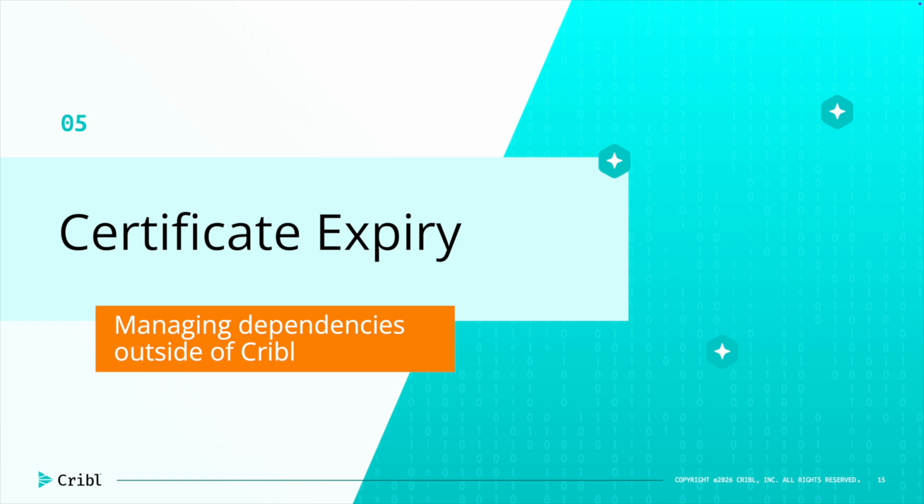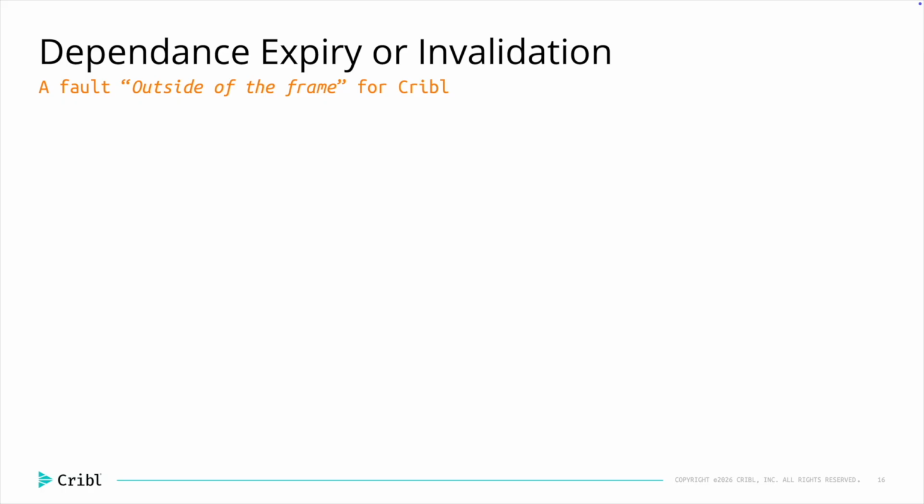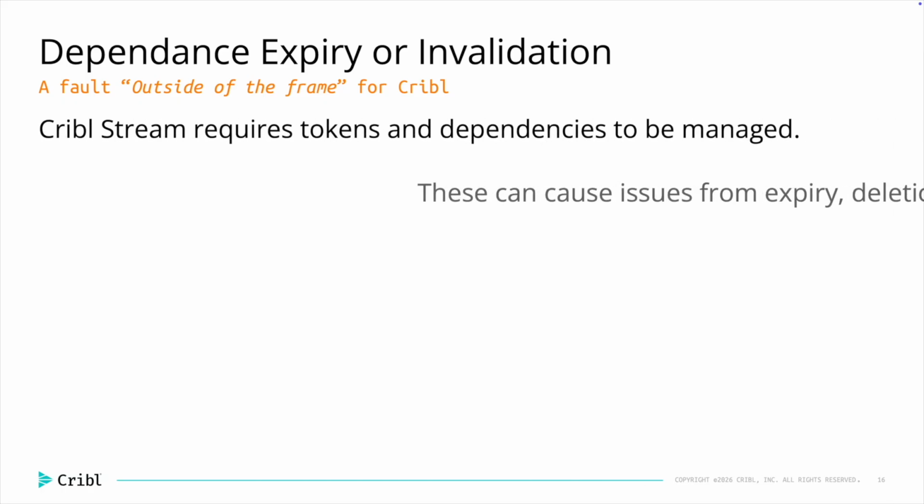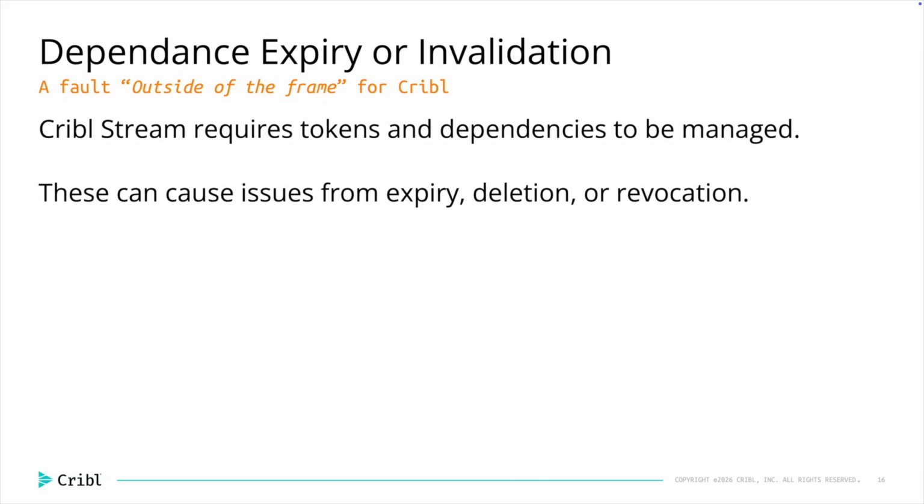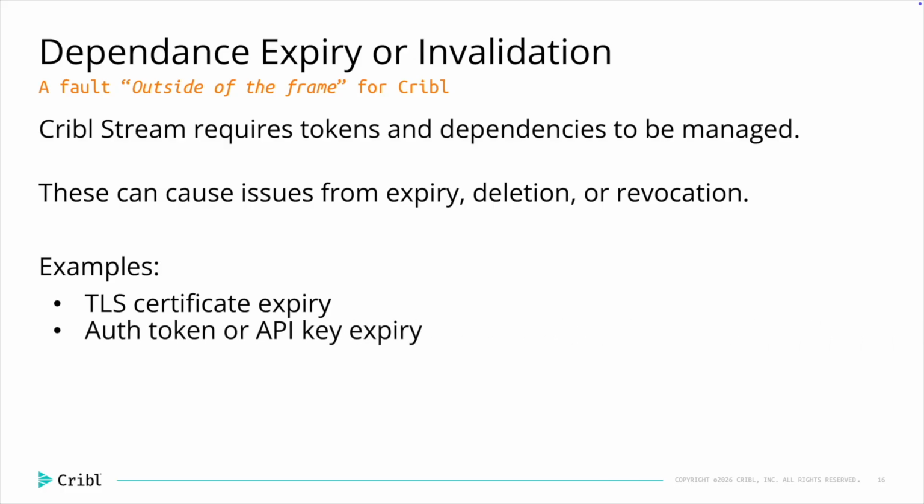Up next, we have certificate or token expiry. Cribl Stream requires tokens and dependencies to be managed. This means that when certificates, for example, expire or maybe they're deleted, it can cause issues. Some common examples we see are TLS certificate expiration, auth token or API key expiry, and permission or role changes. So just a reminder to check on these things in your environments and make sure they are up to date.